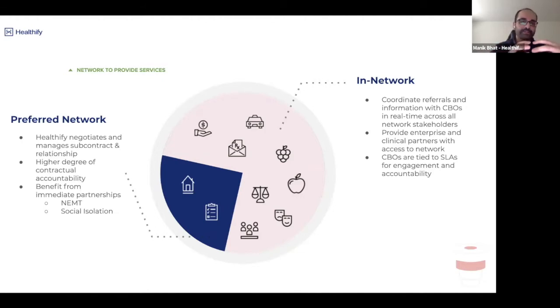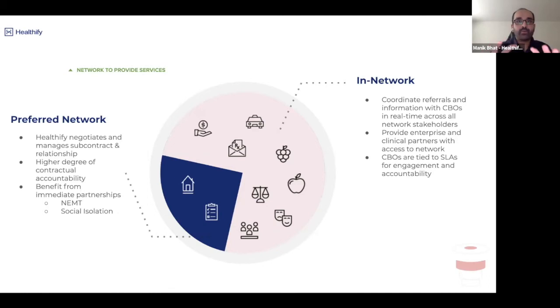Now, where it gets interesting is we also recognize that when we think about sustainability and financial incentives, and then we look at the health plan perspective as well, it's really important to think through, how do I align this with either an existing benefit structure, or how do I align this with a higher degree of contractual accountability with a subset of community partners that I know are going to drive high impact. And we call that our preferred network, which is really health plan specific, where we go and negotiate and manage the subcontract of that relationship for that preferred portion of that network.